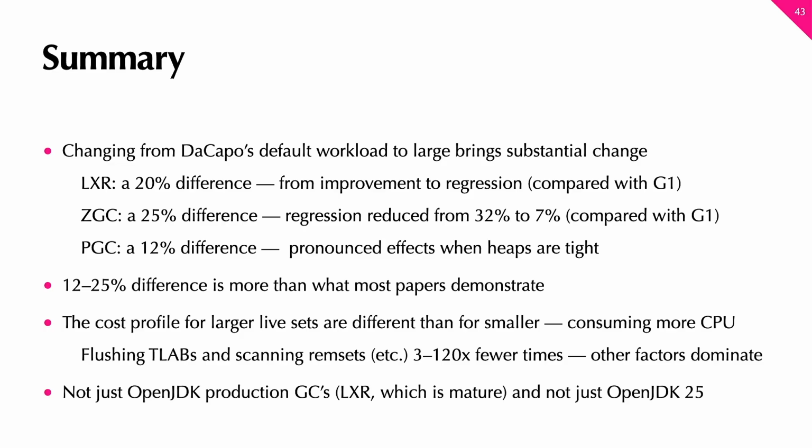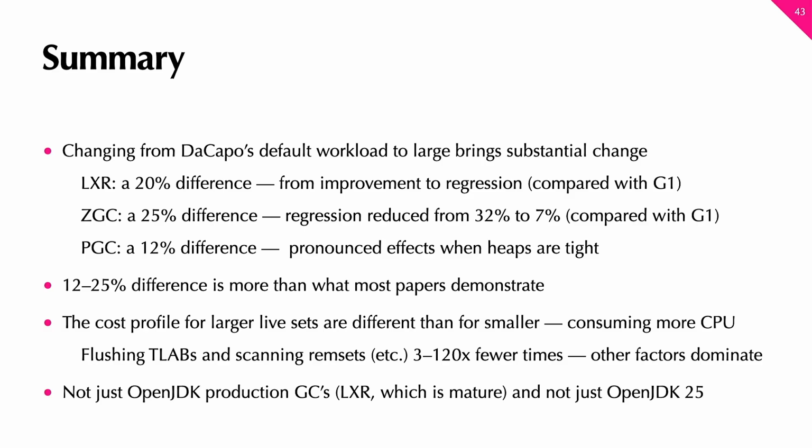So we're not flushing our TLABs a couple of 100 times per second, and we might not be scanning remembered sets or whatever it is we're doing, depending on the algorithm, right? So there are other factors now that start to dominate the cost profile of doing GC. And this is not just OpenJDK 25, this is also on OpenJDK 11. It's not just production GCs, because we also use the mature LXR version. So this seems to hold up, right?